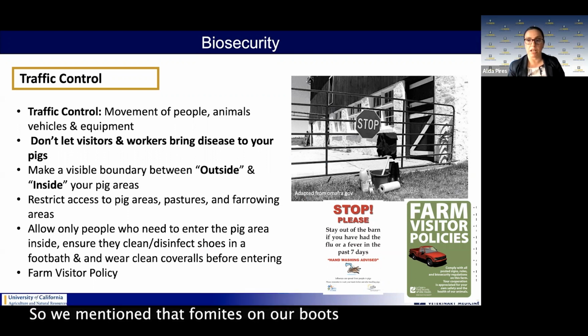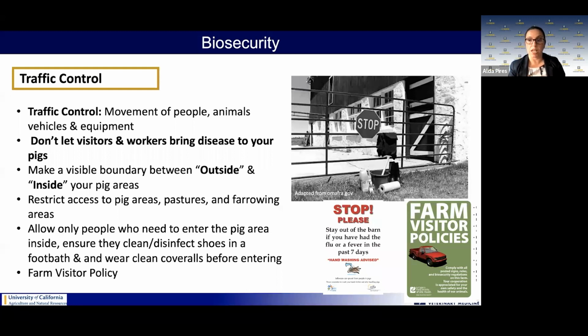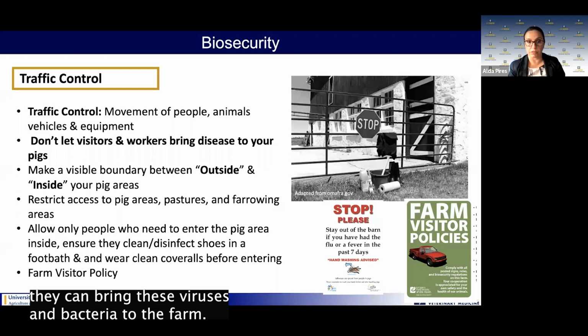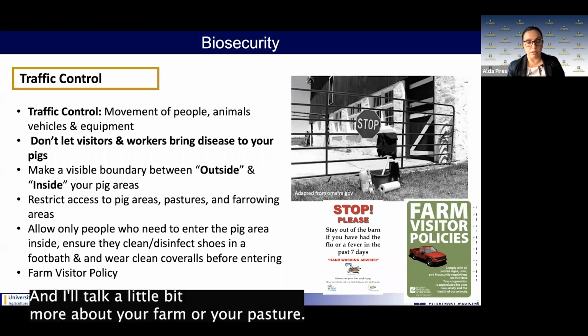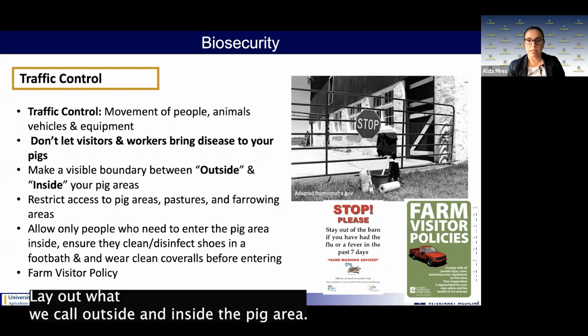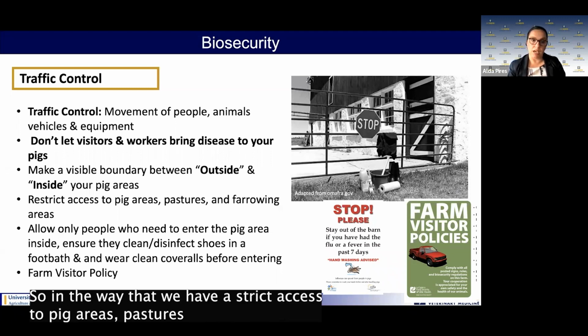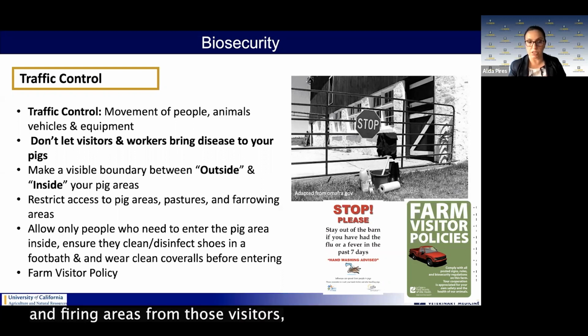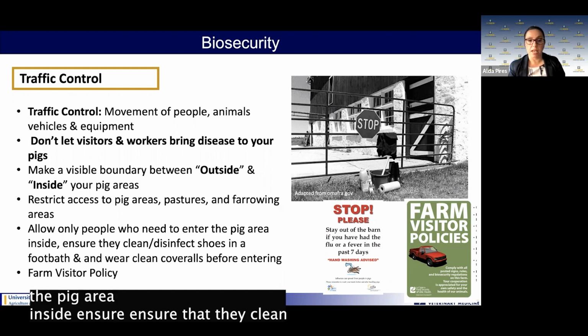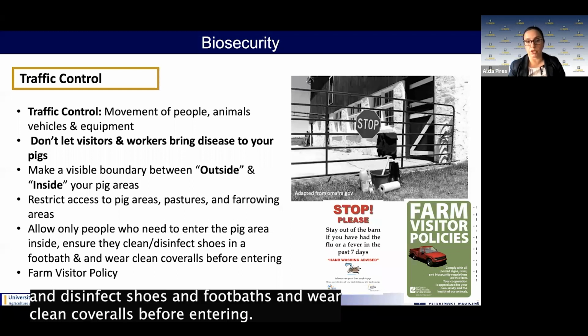We mentioned fomites, so our boots, our hands, the vehicles, the cars, they can bring these viruses and bacteria to the farm. So a good idea, and I'll talk a little bit more about it, is to have your farm or pasture laid out with what we call outside and inside of pig areas, with strict access to pig areas, pastures and farming areas from visitors, and allow only people who need to enter the pig area inside, ensuring that they clean and disinfect shoes, use foot baths and wear clean coveralls before entering.